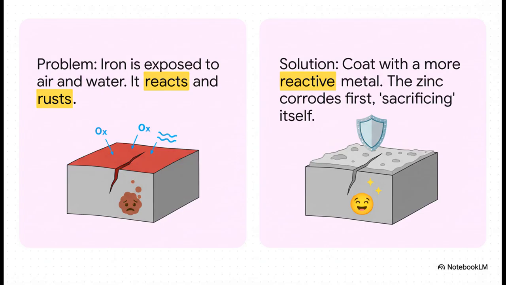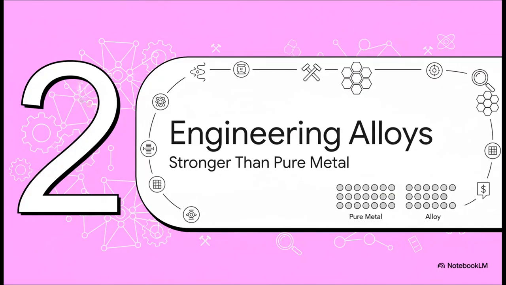But what happens if that barrier, that paint, gets scratched? Now we need something a little bit cleverer. Sacrificial protection. Instead of just a simple barrier, what you do is coat the iron with a more reactive metal, like zinc. So if that coating gets damaged, the zinc will react with the air and water instead of the iron. It basically takes the hit, sacrificing itself to keep the iron safe. Pretty smart, huh?